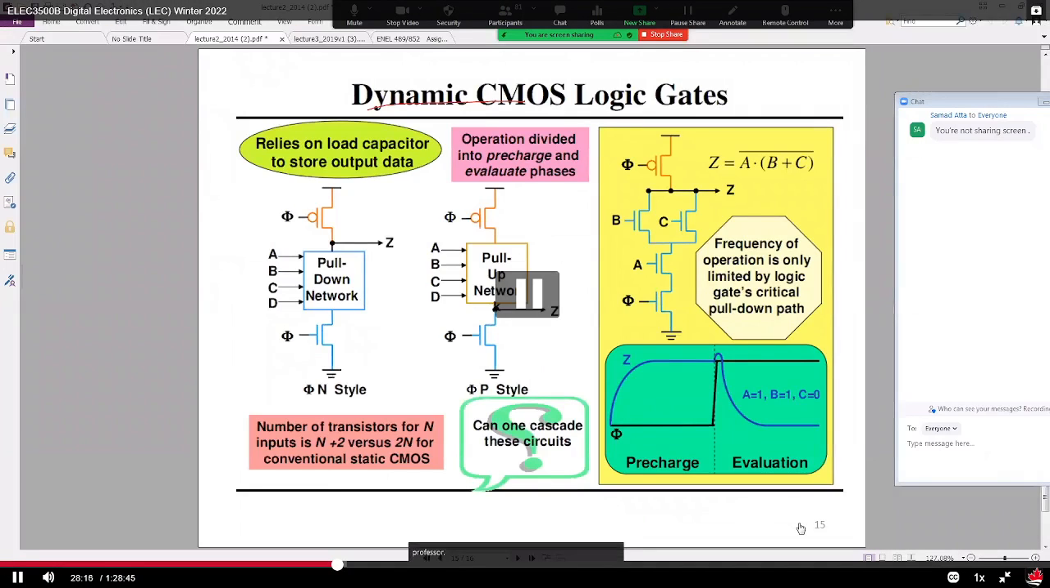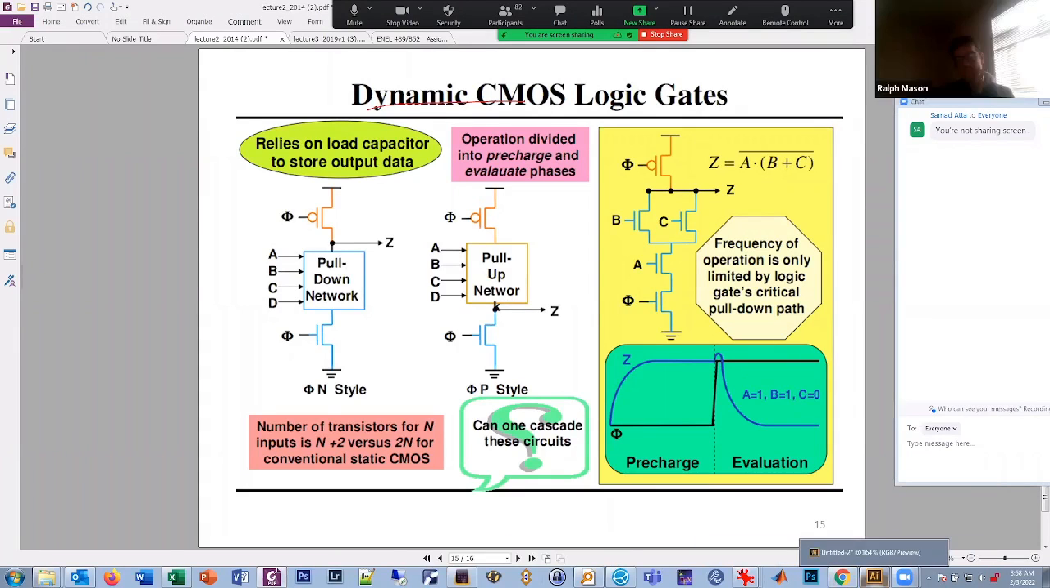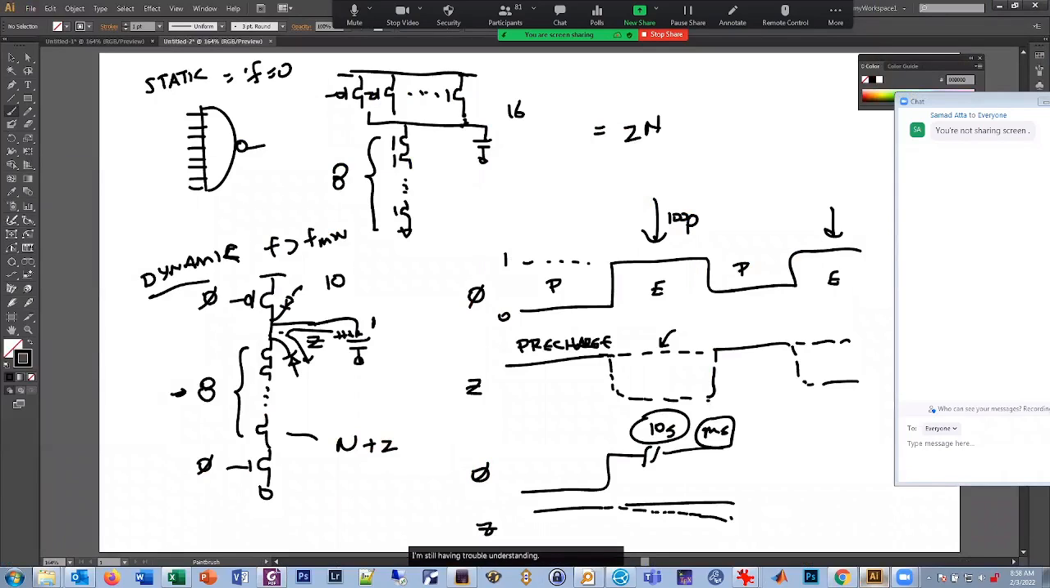Professor, in the last picture you had over there, could you go back for one moment? I'm still having trouble understanding the theory of what pre-charge does. If you could just clarify that.